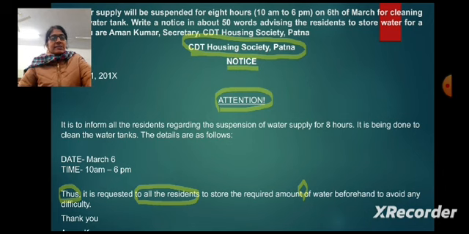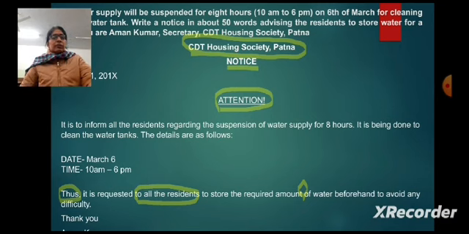So, as we have discussed earlier, first of all, the name of the issuing agency, that is CDT Housing Society, Patna. Then the word NOTICE is there. On the left side, it is the date. As this notice is to inform people and make them attentive and alarmed about the suspension or power cut for 8 hours, the word attention is chosen as the title of the notice.